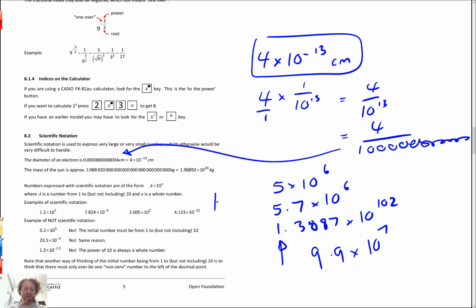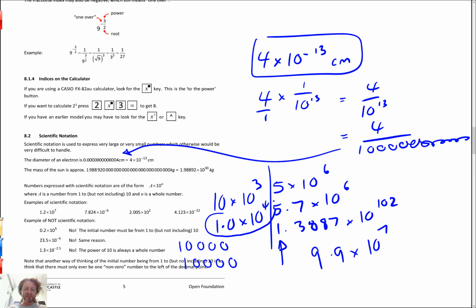But I wouldn't write 10 by 10 to the 3. I'd write 1.0 by 10 to the 4. So I've made that smaller, so I'm going to make that bigger. Those two are the same number. 10 by 10 to the 3, let's look at that. 10 by 10 to the 3 is a 10 with 3 zeros on it. 1 by 10 to the 4 is 1 times 10 to the 4, which is the one with 4 zeros on it. So they're the same number, but only this one is in proper scientific notation. 10 by 10 to the 3 is not. One non-zero to the left of the decimal point.